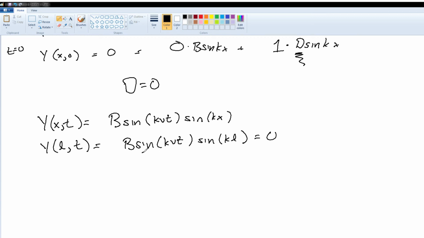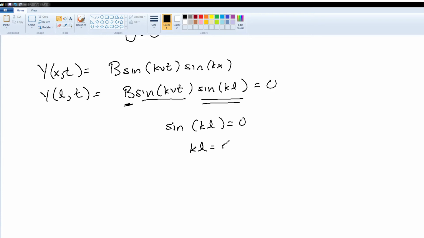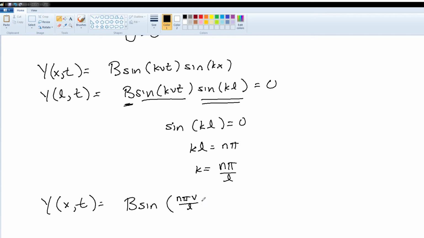Of course, this is changing with time. We don't want b to be 0, otherwise we get a trivial solution. So it's the same story, as should be very familiar right now. It's the sine that has to be 0 to satisfy the right boundary condition. Therefore, the argument of sine has to be an integer multiple of pi. So now we know what k is, correct? Let's update our function. We have b sine of kvt times sine of k times x.